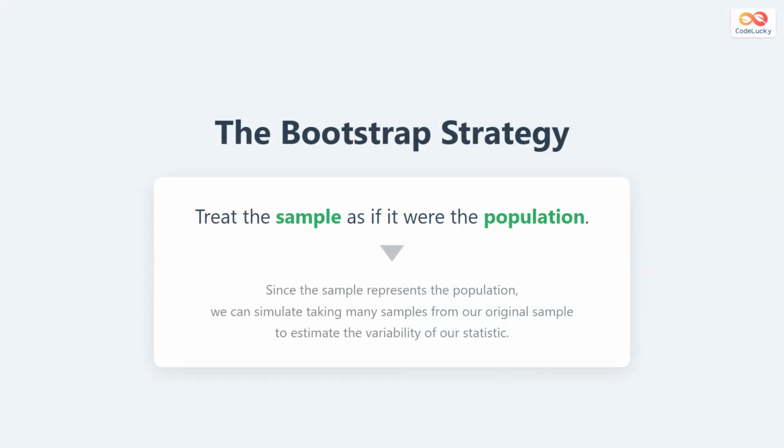This is where the Bootstrap strategy comes in. The brilliant idea is surprisingly simple. Since our sample is the best representative we have of the population, let's treat the sample itself as if it were the population. By doing this, we can simulate the process of taking many samples without needing to collect any new data.